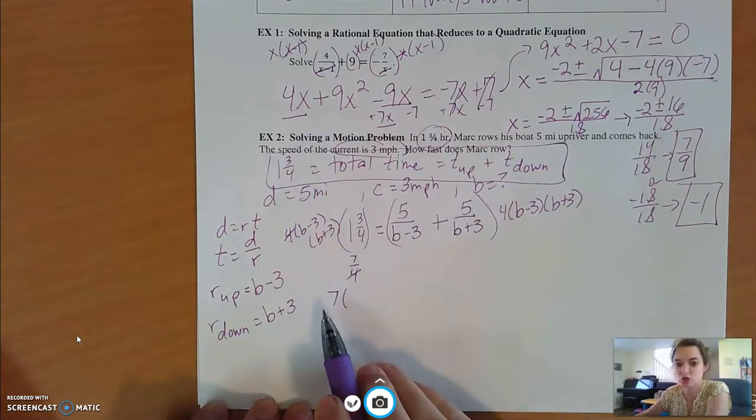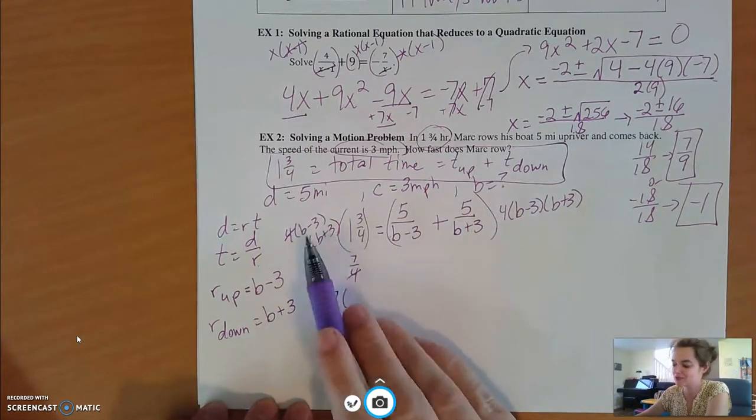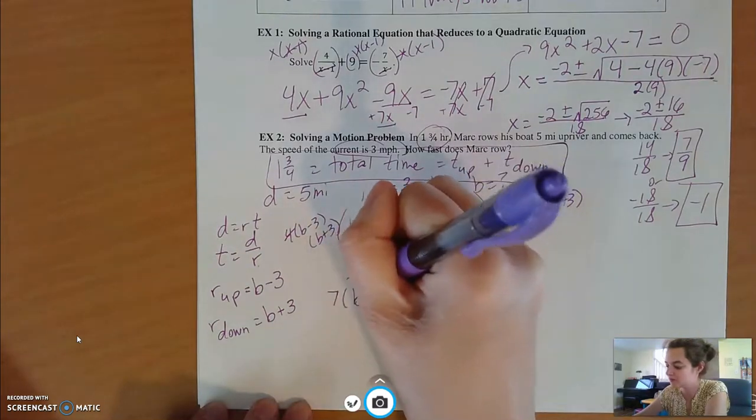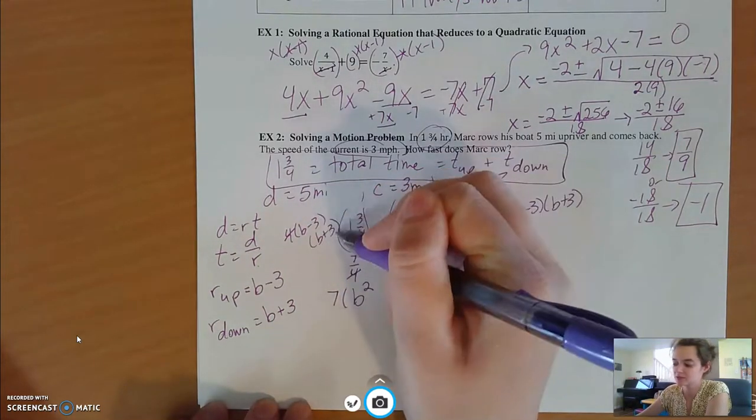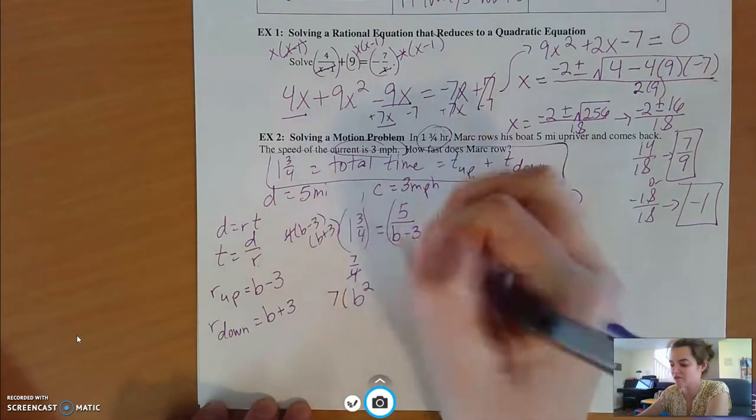And let's go ahead and start multiplying a little bit. B minus 3 times b plus 3 would be b squared, plus 3b and minus 3b, which is going to cancel out. And then we'll also have minus 9.